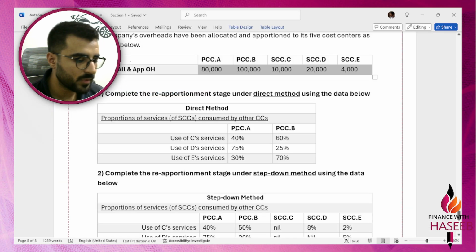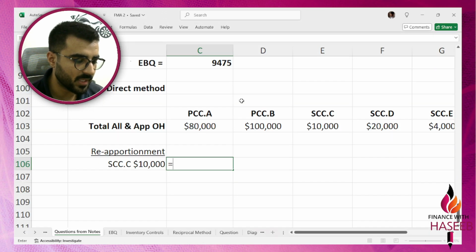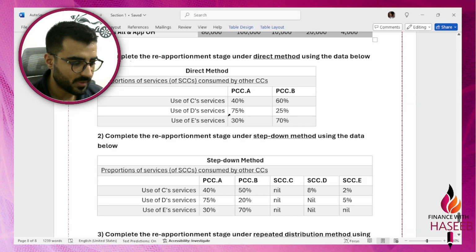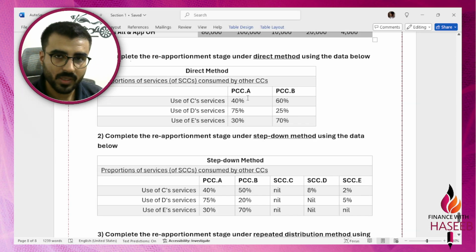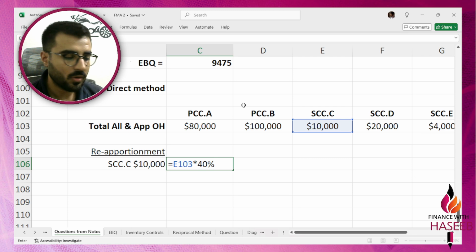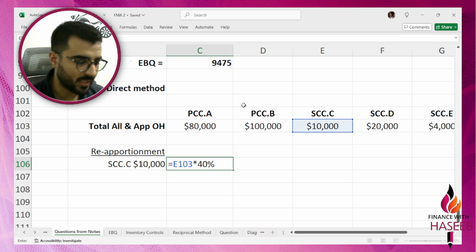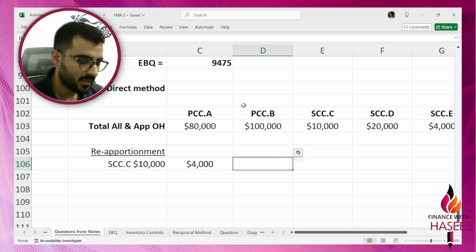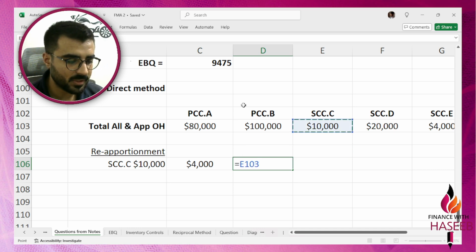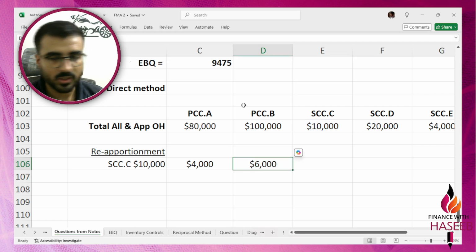So how will we do it? Very easy, very simple. We just multiply by the percentage. So 10,000 multiplied by 40%. 40% of C's services are consumed by production cost center A, so 40% of the 10,000 is shared out to production cost center A. That is 4,000, and the remaining 6,000 will be written below production cost center B.